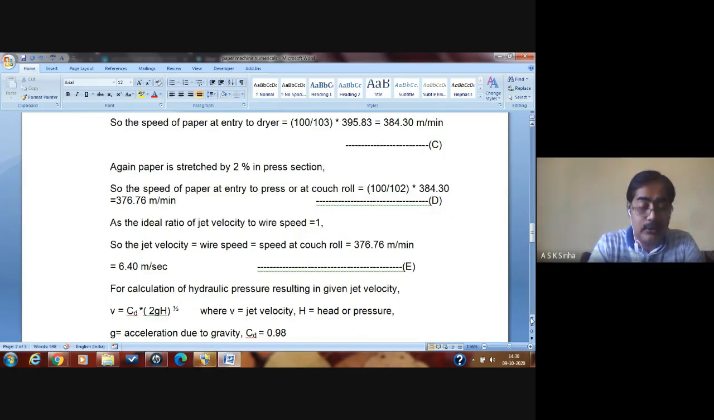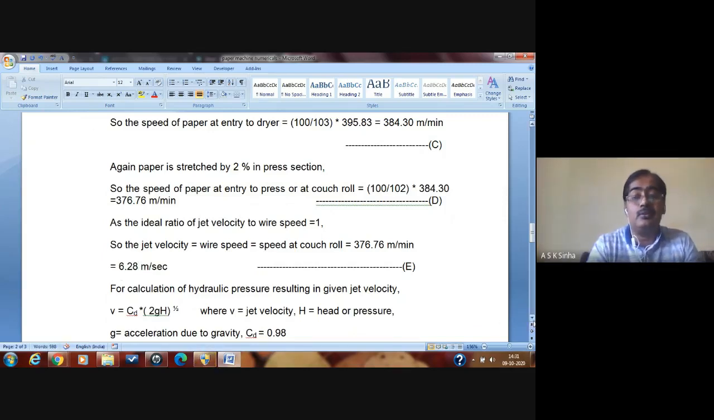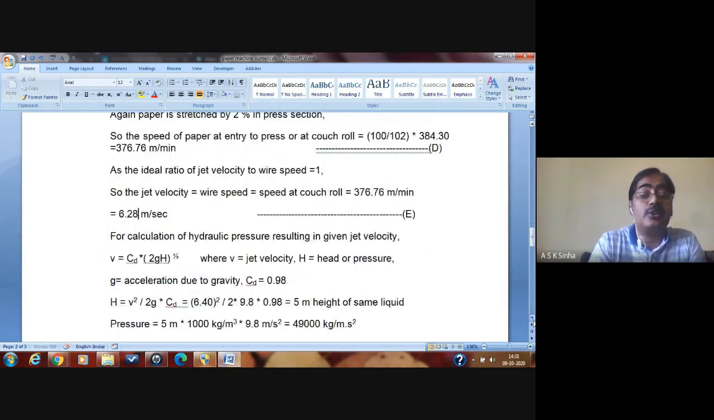376.76 divided by 60. This will be coming 6.279. 6.279, that means it will be nearly 6.28 meter per second, right? Once we are getting the jet velocity, that means at this velocity, the stock slurry will be coming on the wire. So this is the velocity at which the jet will be coming out of the head box.